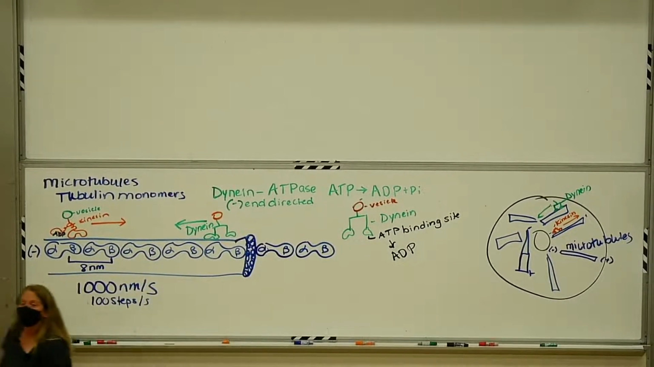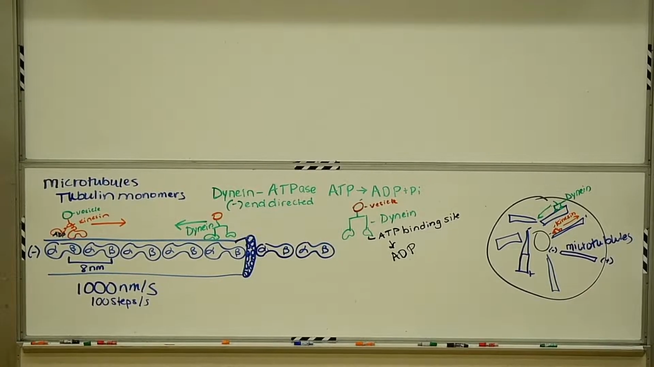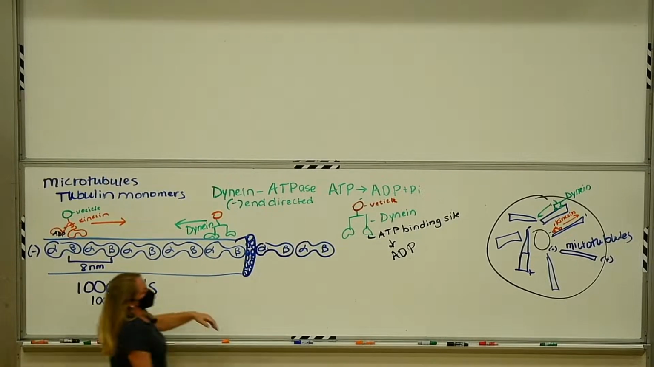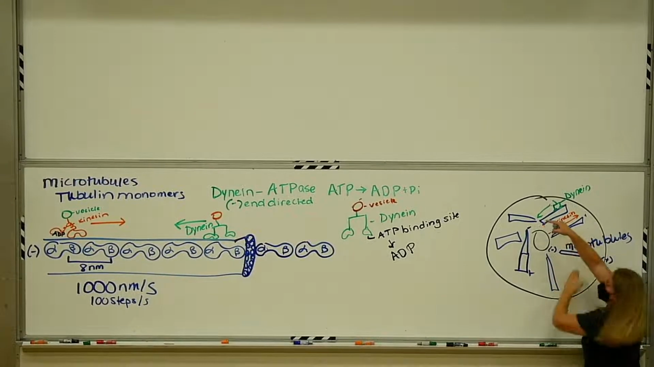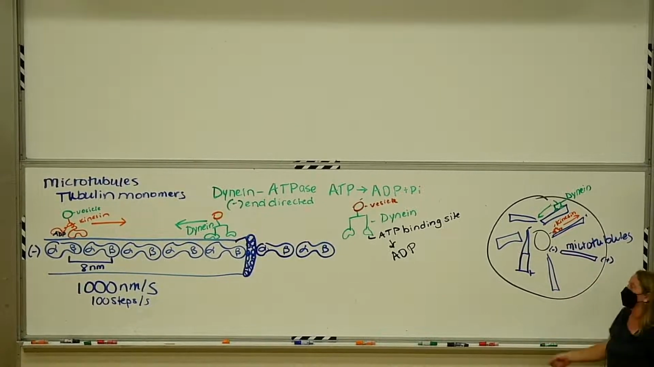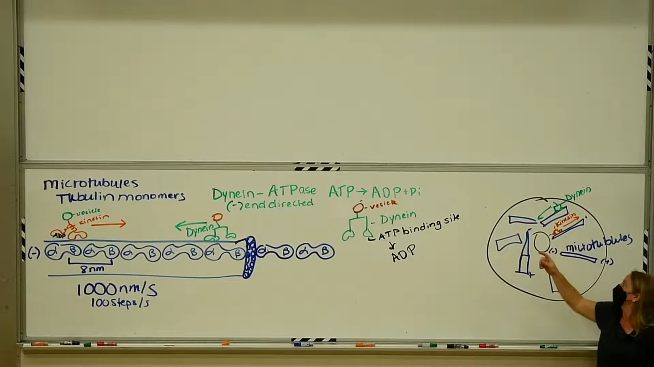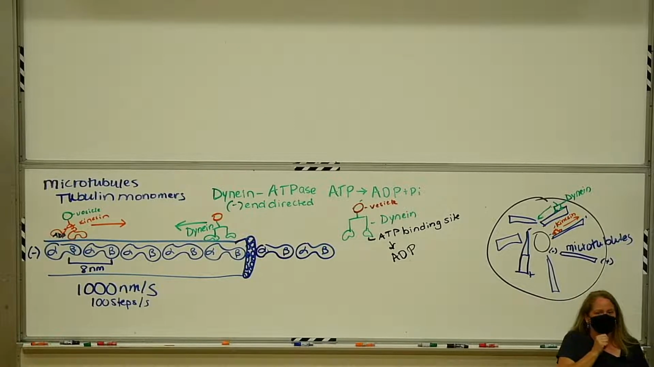Yes? What happens to the kinesin when it gets to the end? I love this question. Okay, so we know that kinesin can only move towards the plus side of these microtubules, and dynein can only move towards the minus side. So what happens at the end? I mean, you get your kinesin down here, it can't move any further. You get your dynein back here to the plasma membrane or to the nucleus, and it's done.